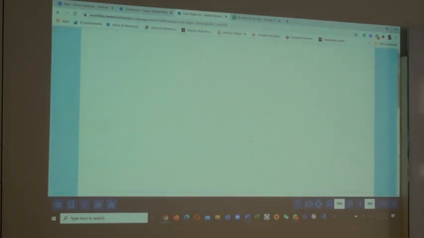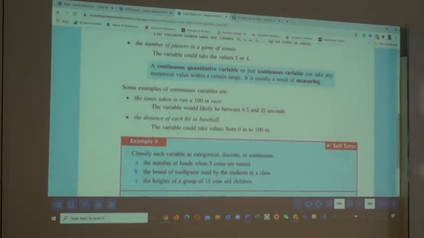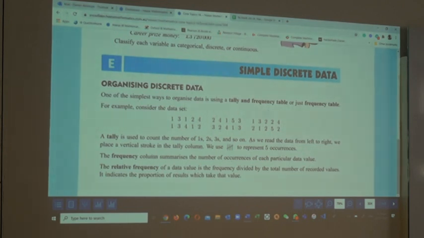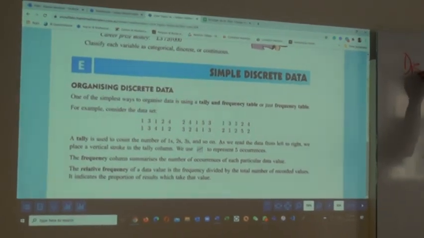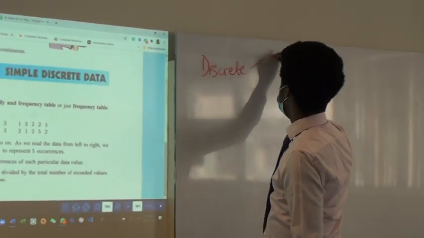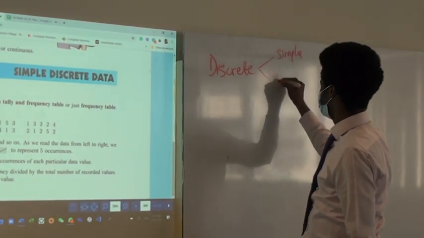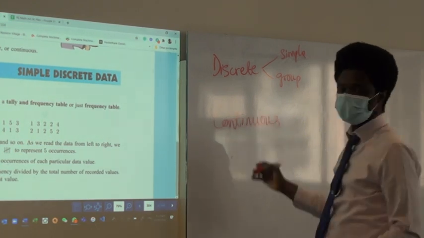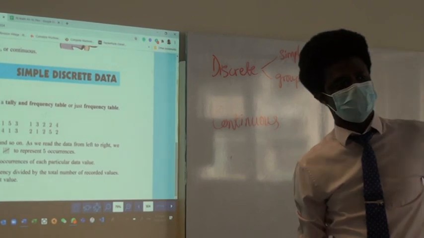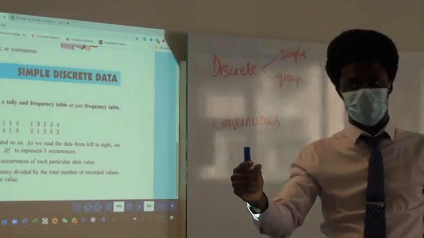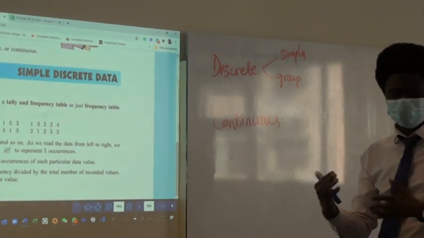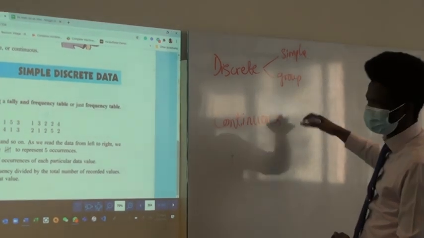So this is the last set of exercises you did before. Let's just quickly talk about this using the book. The next section is divided into three: discrete, which could be simple or grouped, and then continuous. We talked about discrete data yesterday as data that can assume a particular value, continuous a range of values.